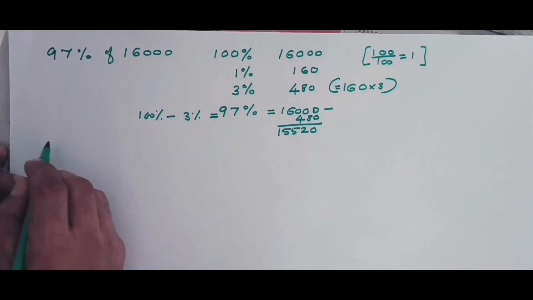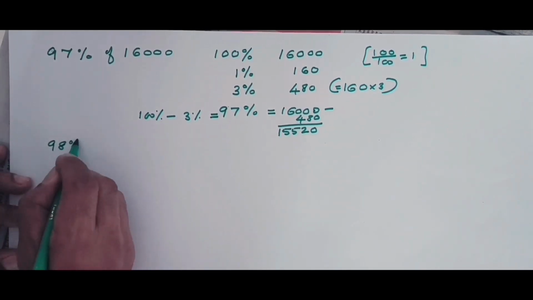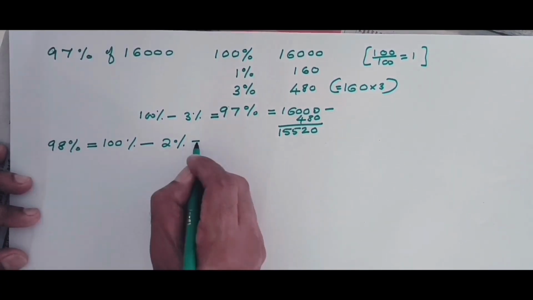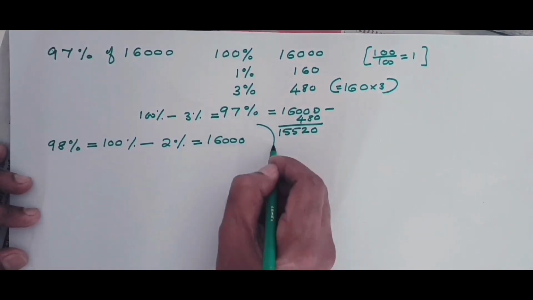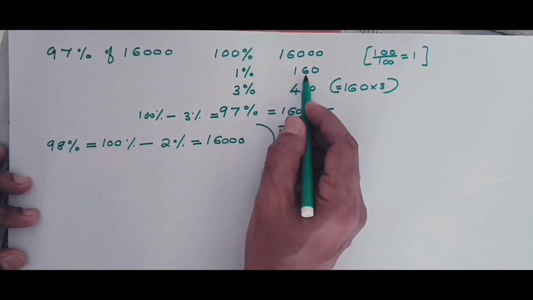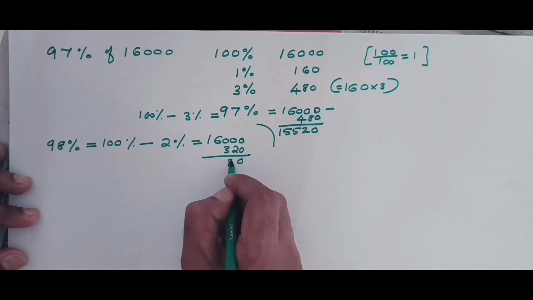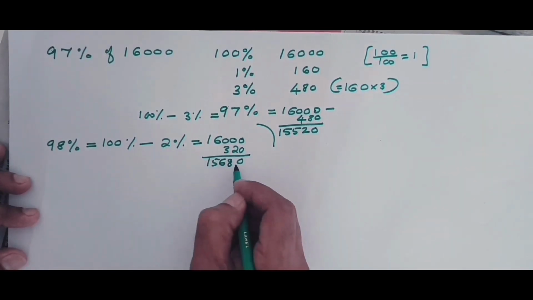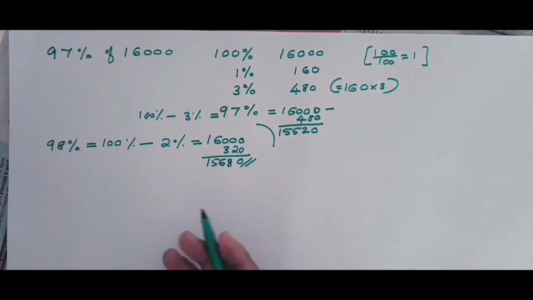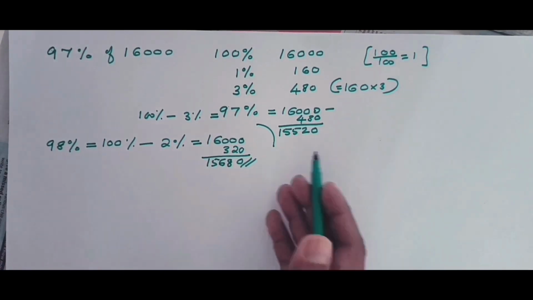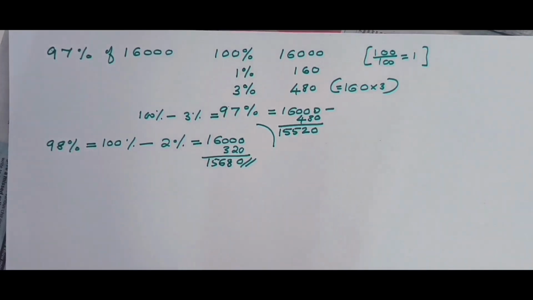Now, how will you find out 98%? We can use the same logic. 98% is 100% minus 2%. 100% is 16,000. 2% will be double of 160, that is 320. Then subtract it. You will get 15680. Similarly, how will you find out 99%? Find out 1% and subtract that from the given number. You will get 99%. This principle can be extended to even 96%, 94%, 95%, all those percentages.